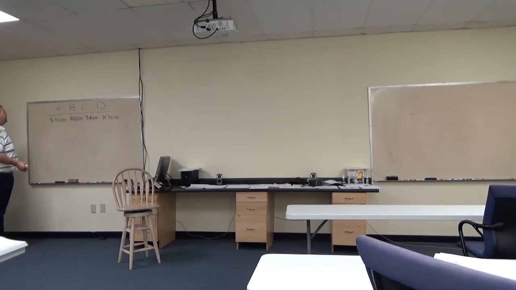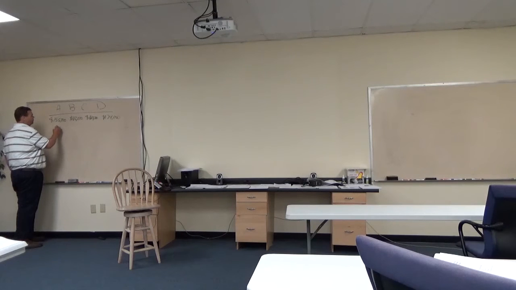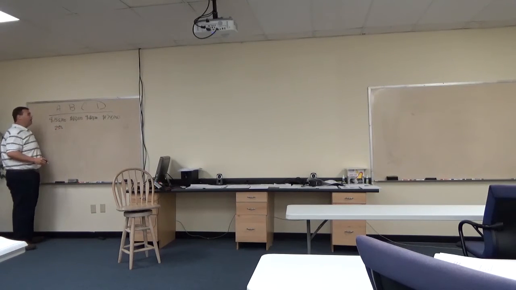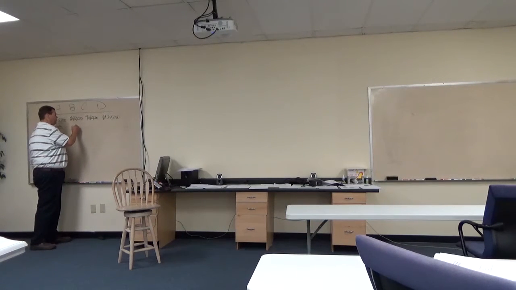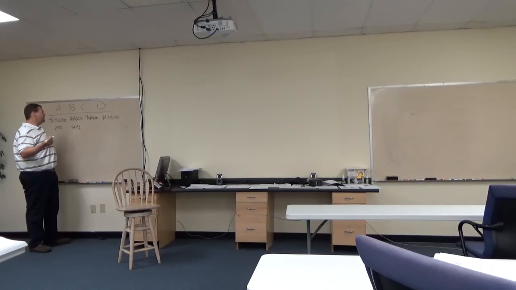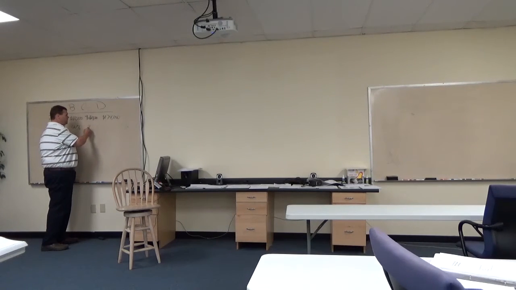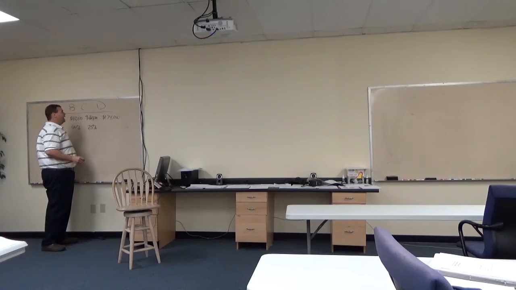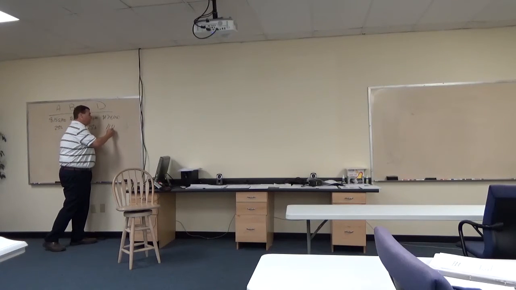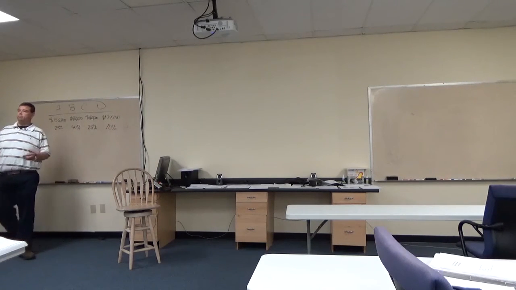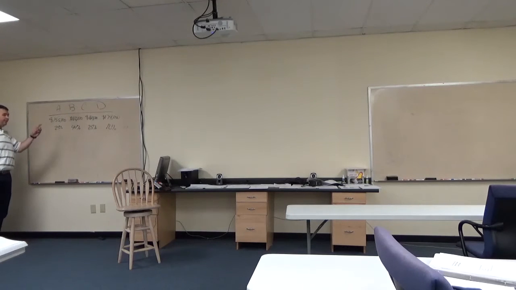So they might say that Comp A is 25% similar, while Comp B is 40% similar. Comp C is 25% similar, and Comp D is only 10% similar. Somebody check my math. Does that add up to 100? I think it does, right? Yeah. Okay. In theory, they should add up to 100.